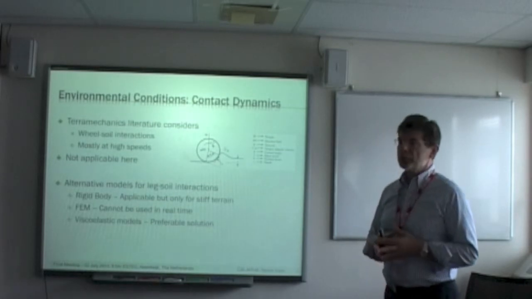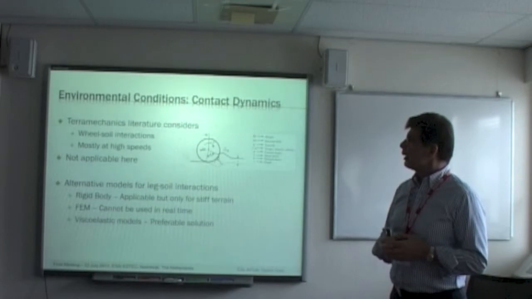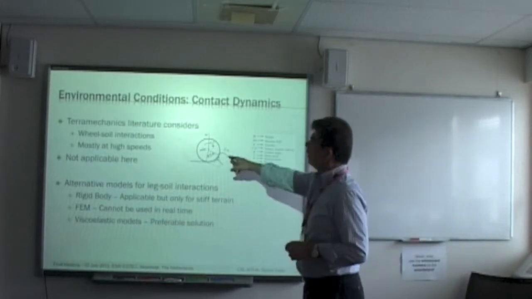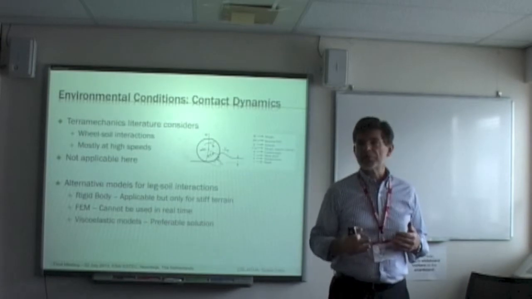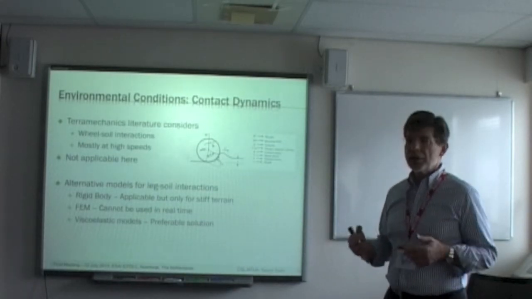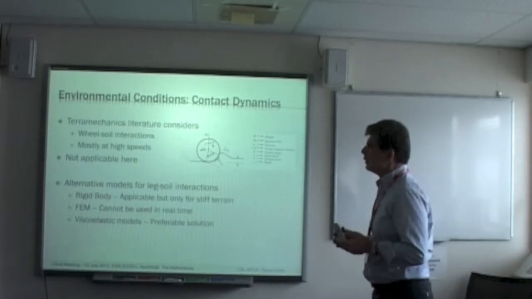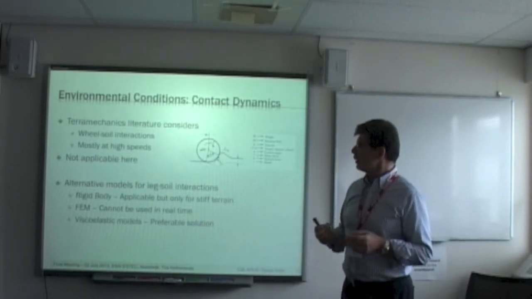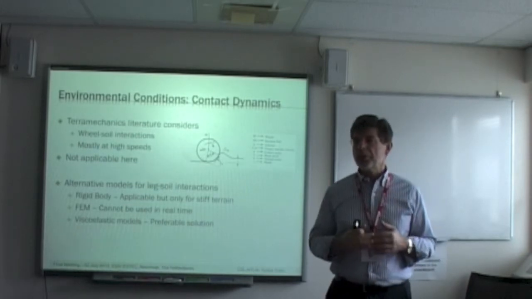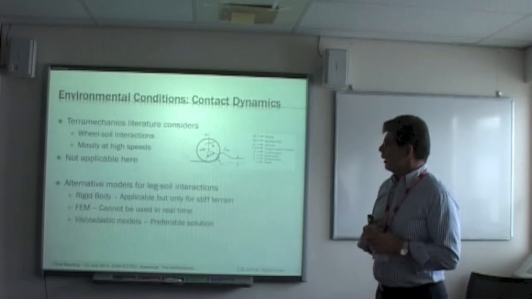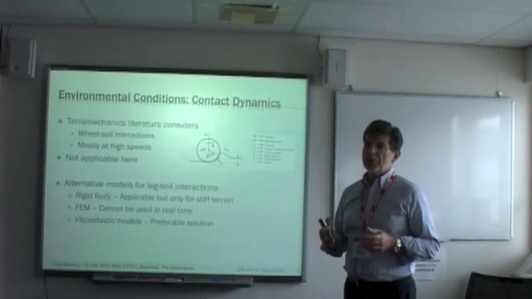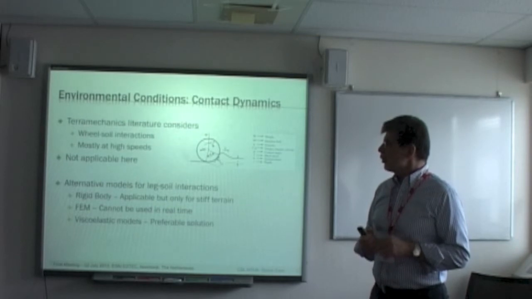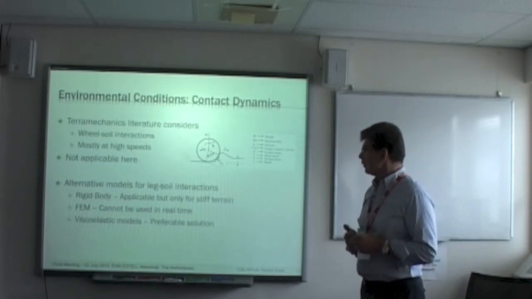Now, if we look at the contact dynamics, which are quite important, one can find a lot of literature on terramechanics, but most of this work is related to wheels, wheel-soil interactions, and high speeds. These do not apply here because the speeds are not that high, and we have legs. So we can look at alternative models for the interactions. One can assume rigid body models, which are applicable only when the soil is extremely rigid. You can go to finite element methods, but these take a lot of time and are not good for control or even for running the simulations. So viscoelastic models tend to be the best option here.